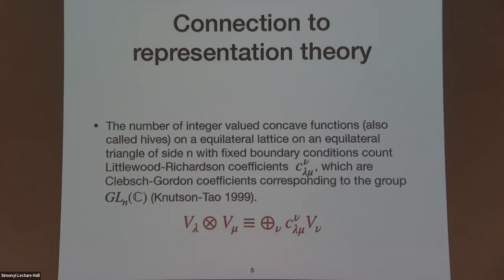And this picture counts the c lambda mu nu. The number of integer hives is exactly c lambda mu nu. So this is the setting in which these hives were introduced.